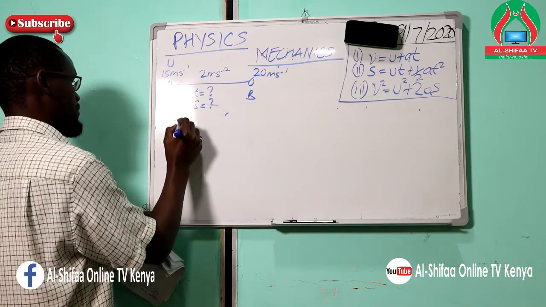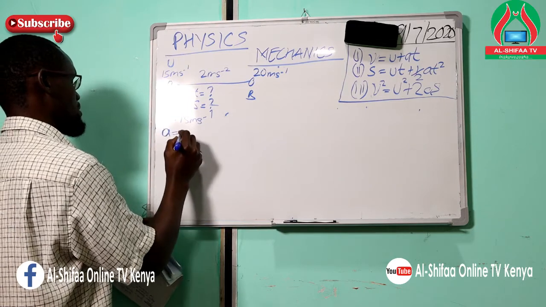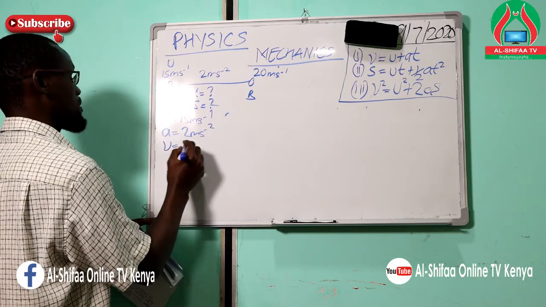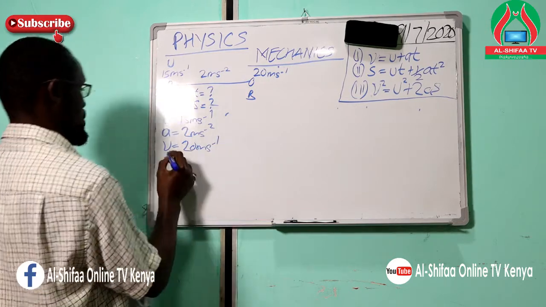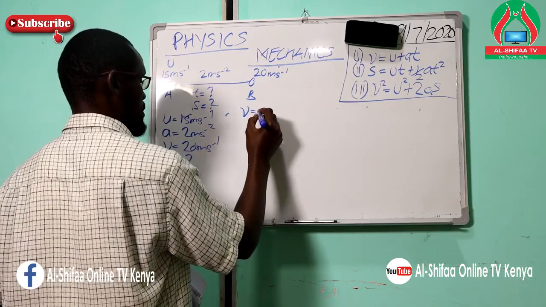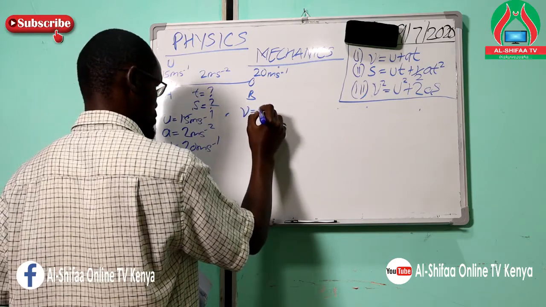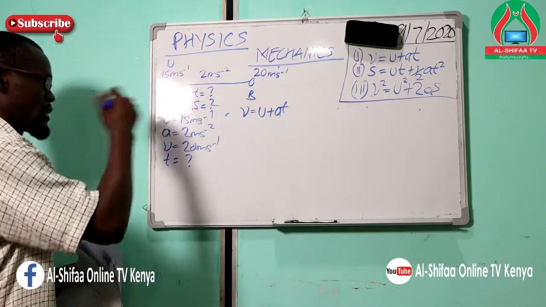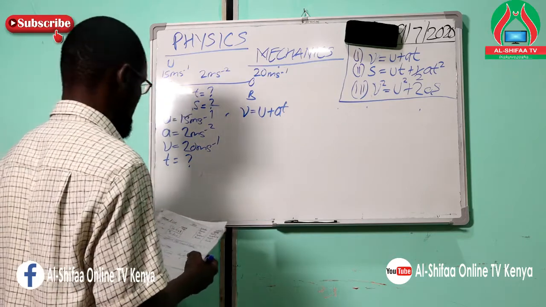U is equal to 15 meter per second, acceleration is equal to 2 meter per second squared, and final velocity is equal to 20 meter per second, and we are asked time, which we don't know, but we know final velocity. The first equation of motion says that final velocity is equal to initial velocity plus acceleration times time. So we can insert the values into the equation and we solve for the unknown, which is time.